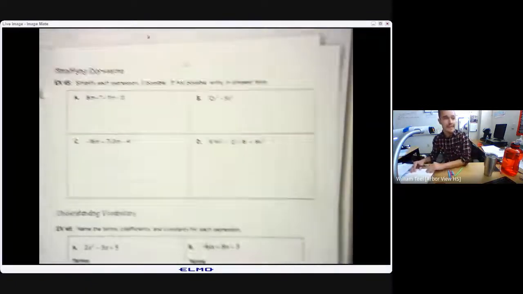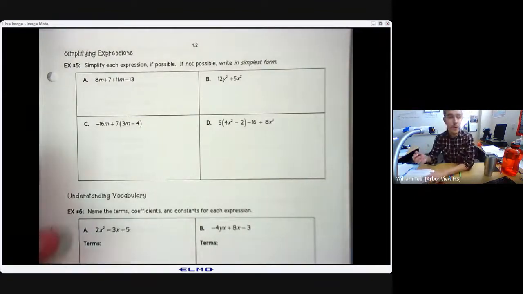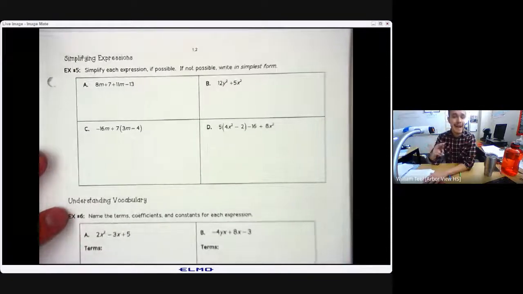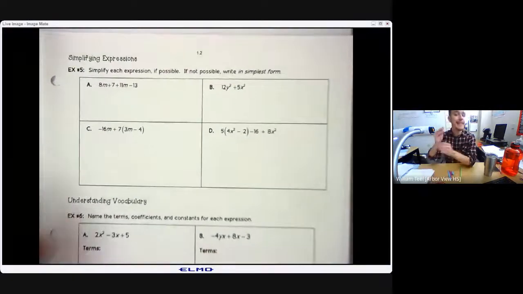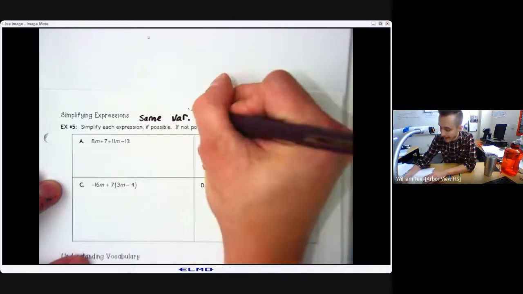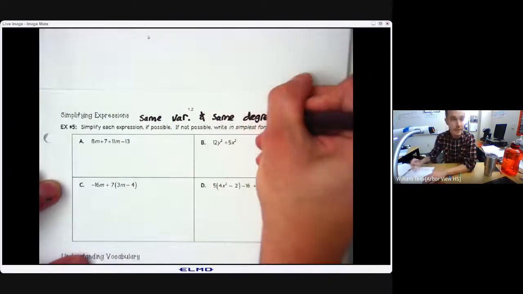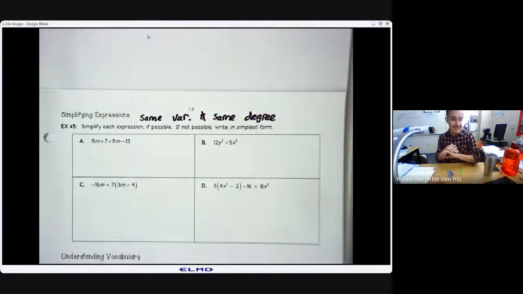All right, let's go ahead and move on to the next page. So for example number 5, we are going to simplify each expression if possible. If not possible, we're going to write them in simplest form. So this is where combining like terms comes into play. A couple of things you need to remember for combining like terms. Only combine terms if they have the same variable and if that variable has the same degree. So we're looking for same variable and same degree. If they do not have the same variable and they do not have the same degree, you cannot combine them. It is not possible.